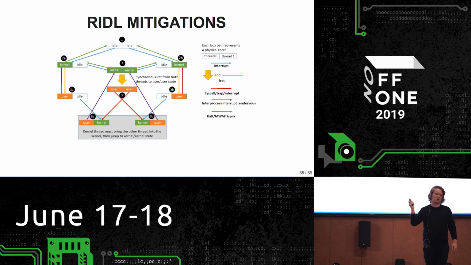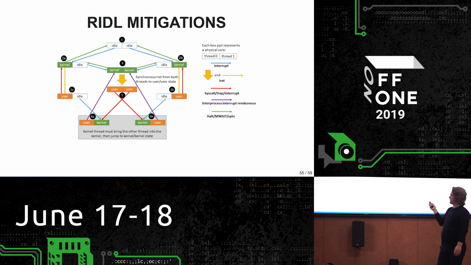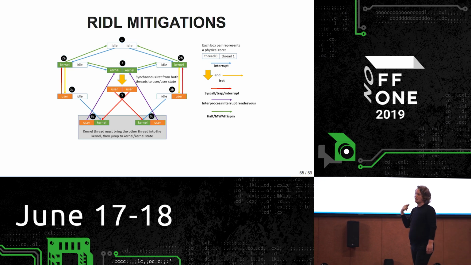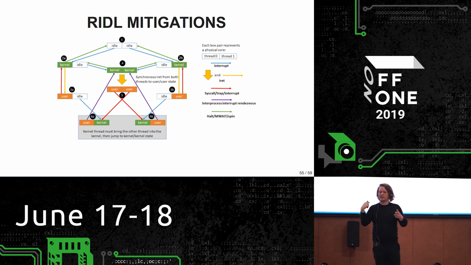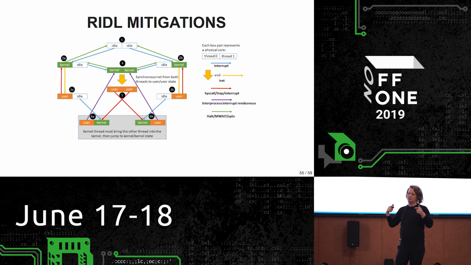As you can see, this is a very complex state diagram of how you should schedule hyperthreads. And basically what it boils down to is that hyperthreads should never be in different security domains. So they should always be in the same security domain. If you have one hyperthread in the kernel, the other one should also be in the kernel, and it has to wait to leave the kernel until the other one is going to leave the kernel.